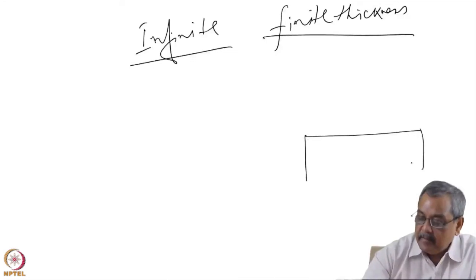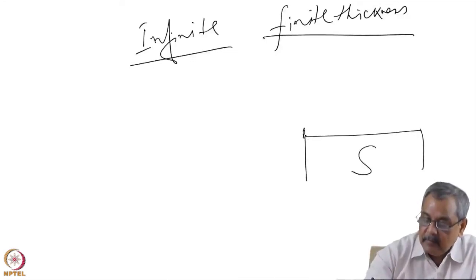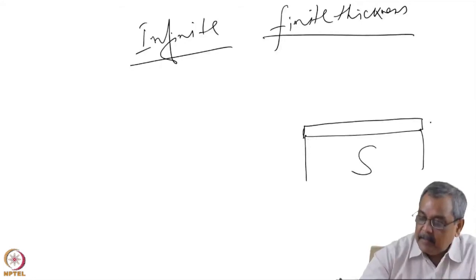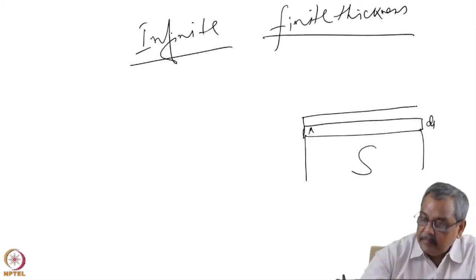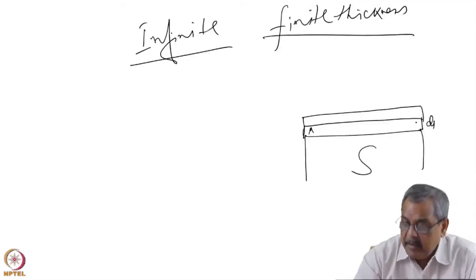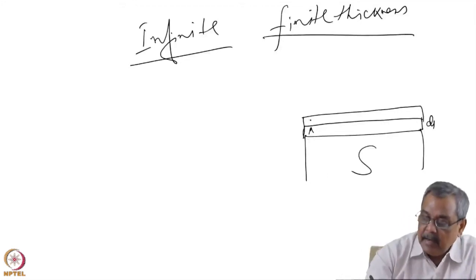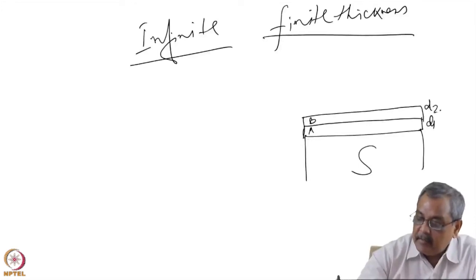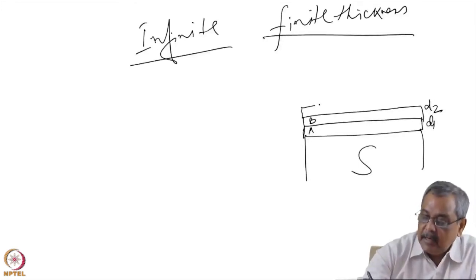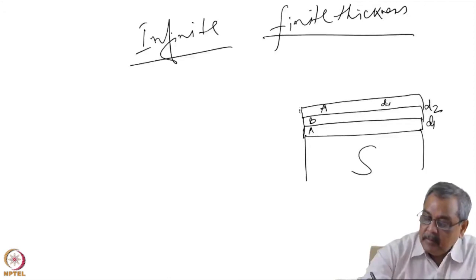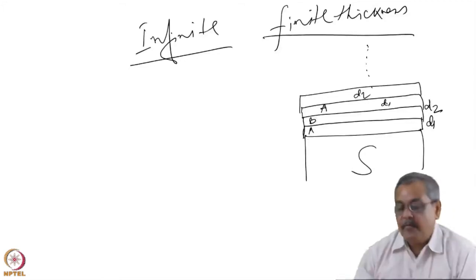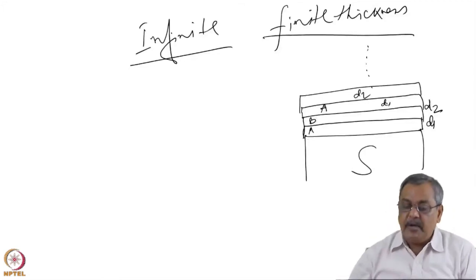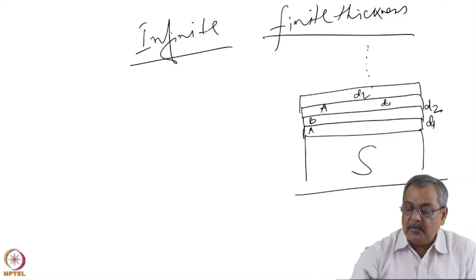Let's say this is a substrate, I'll call it S. Film A of certain thickness D1, then layer B, let me call them layers, layer A, layer B of certain thickness D2, then again layer A of D1 thickness, then D2 thickness, and then I continue like this for some time, maybe some 10 or 20 such layers are deposited.